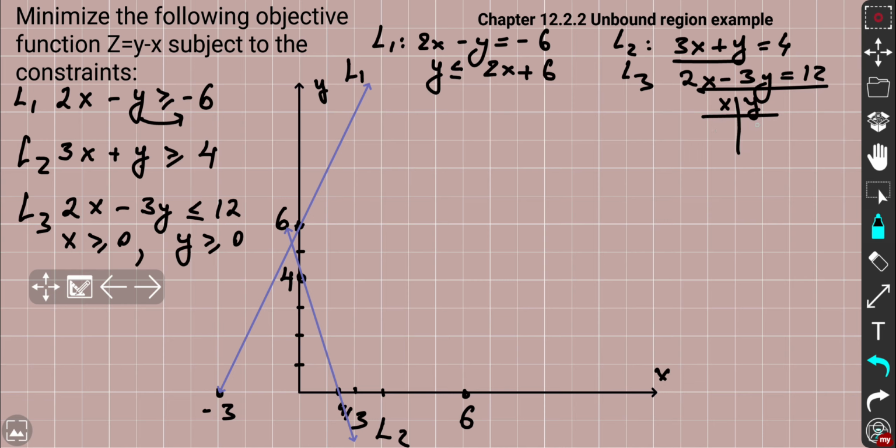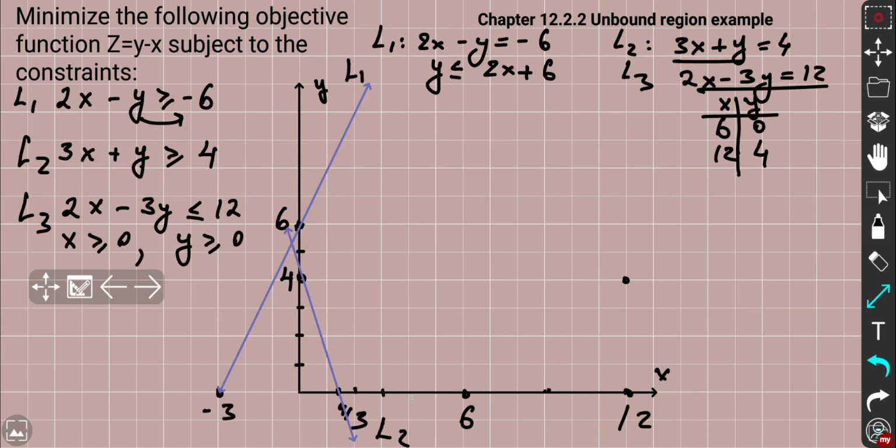When x is 0, we get y equals negative 6, and I'm not going to use negative values, that's the reason. Let's say x equals 12. We've got 24 minus 12, and 12 over 3 is 4. So when x is 12, we've got y equals 4. So 3 here and again 3 here makes 12, and y equals 4 is going to be that point. That's for line 3.